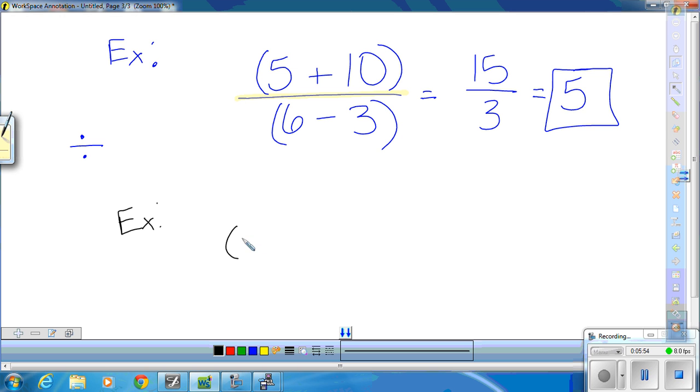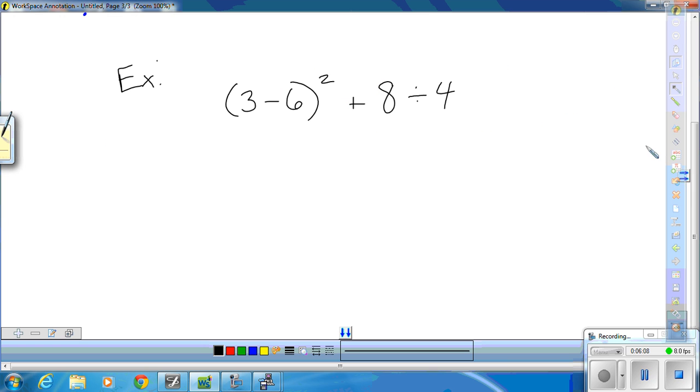If we have 3 minus 6 to the second power plus 8 divided by 4. All right. So again, order of operations tells me to look for grouping symbols first. I do have some parentheses here. So I want to deal with my parentheses first. I've got 3 minus 6, which is negative 3.